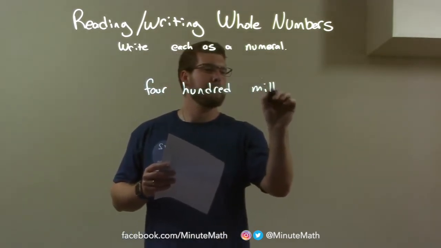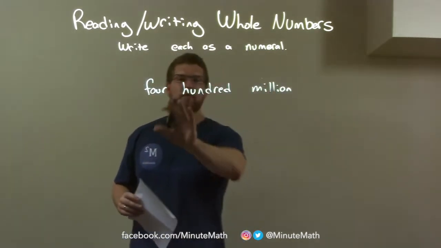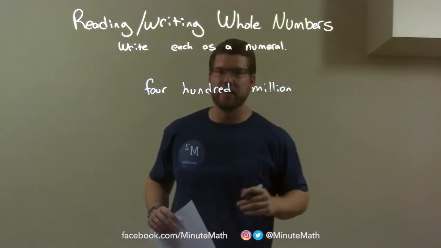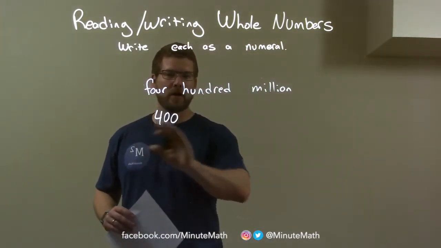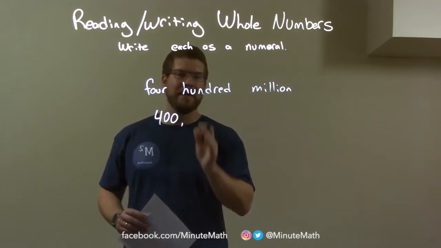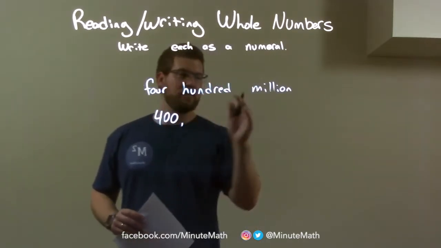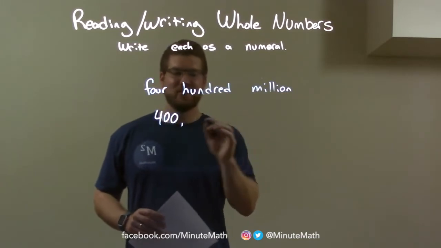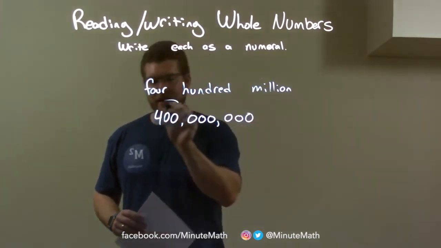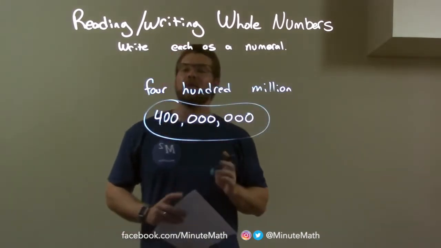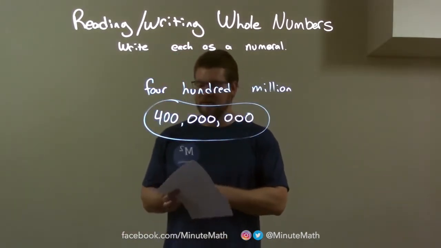400,000,000. So we have 400,000,000 here. First we need the 400, so we have 400 right there. Then the million is 6 places afterwards, and since there's nothing left, that's just 0. So 1, 2, 3, 4, 5, 6. And here is our final answer, 400 million.